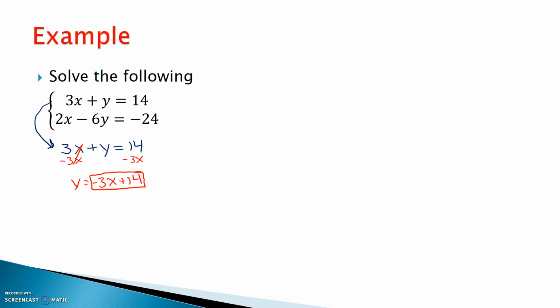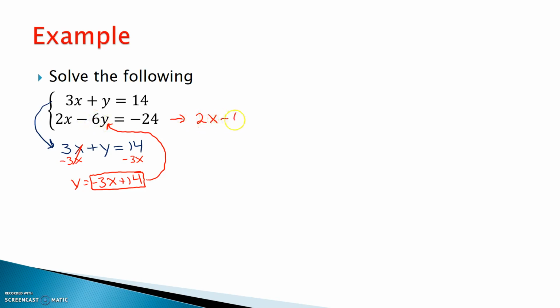Now this is the substitution step. Now again, if I use the first one, I can't use it again. I have to make sure that I plug this in for the y value, not the x, but the y. All of this is going to go in for y. So my new equation should be here. 2x is still the same.